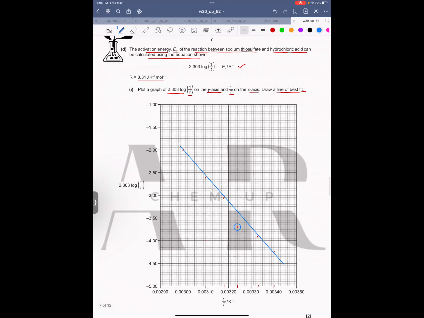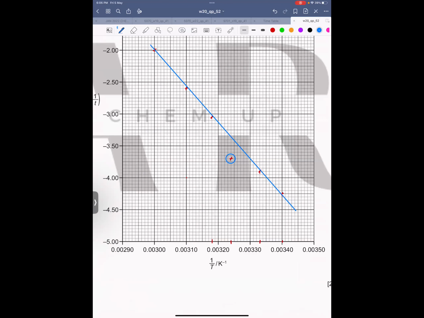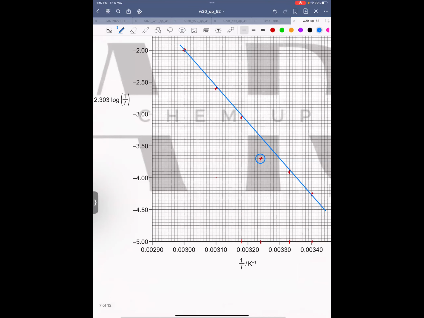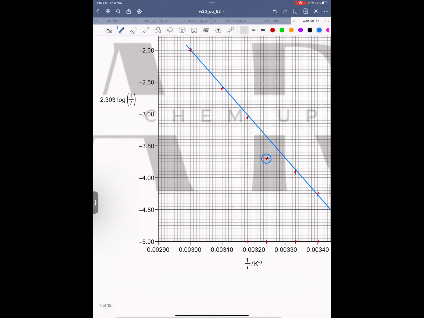Can anyone suggest the two possible errors over here? The timer wasn't stopped on time, like the stopwatch. Can you repeat, please? The stopwatch was turned on after the reaction, turned off after the reaction. Okay, that is a possibility.